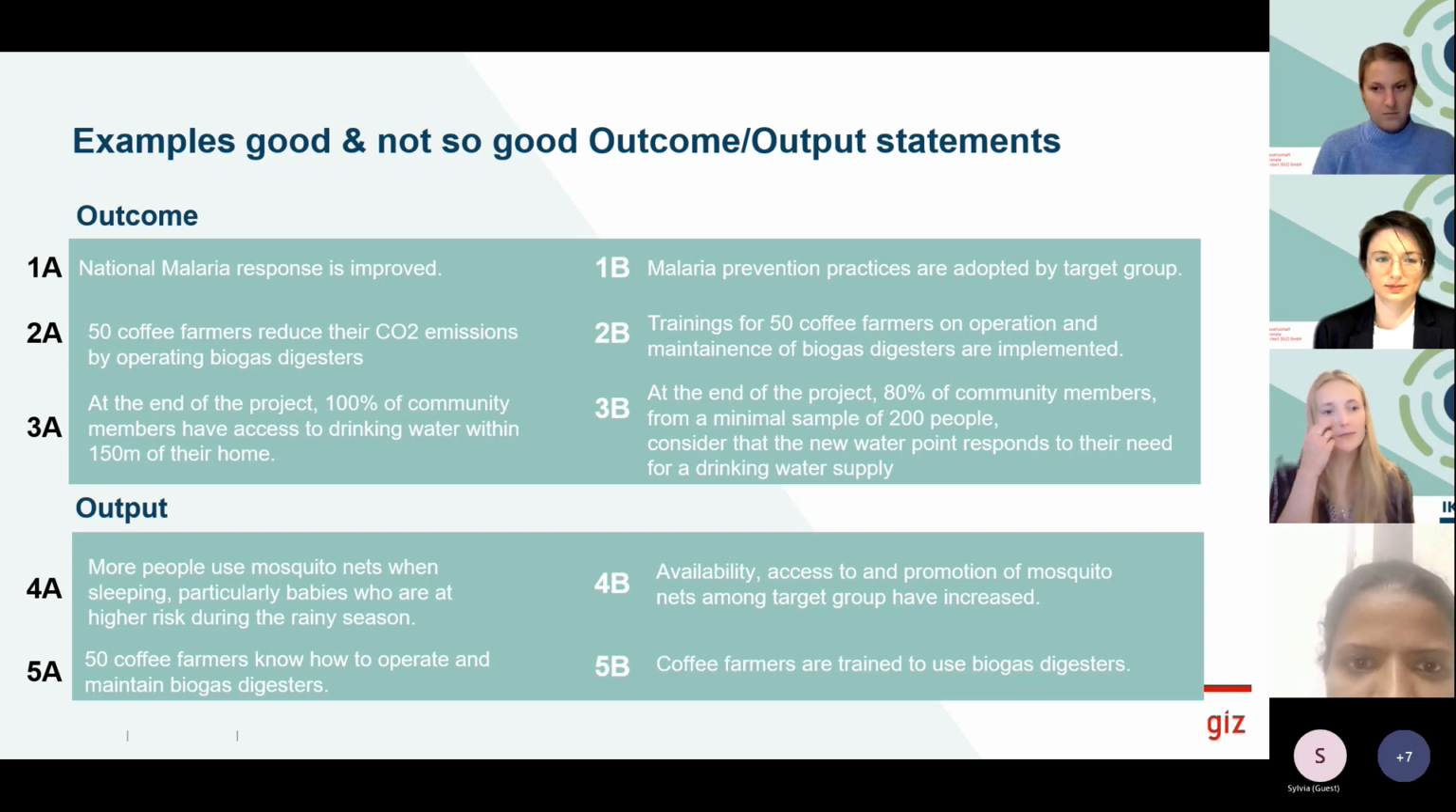Again, on the output level, so it's either 50 coffee farmers know how to operate and maintain biogas digesters, or coffee farmers are trained to use biogas digesters. So again, what do you think?